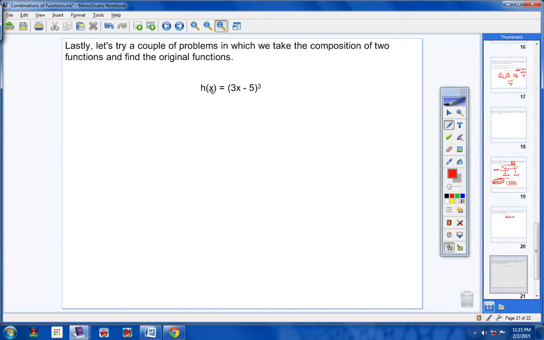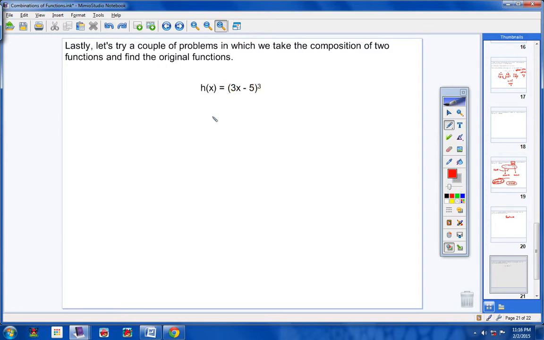We'll leave it like this for now because the book has it like this. But what they want us to do is break this up into two functions. So now, come on, students, think about this. You're looking for groups that you could have made a substitution into. For example, do you see how I have a whole group here to the third power? Do you see that?